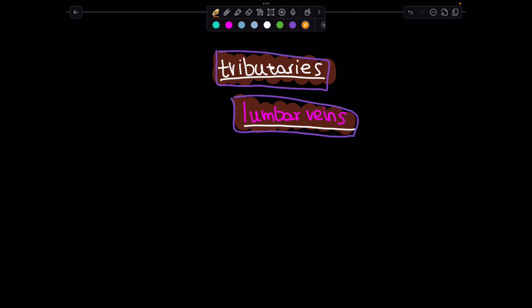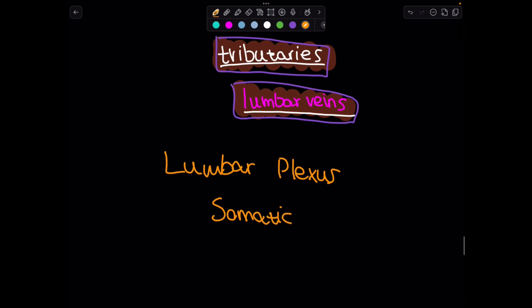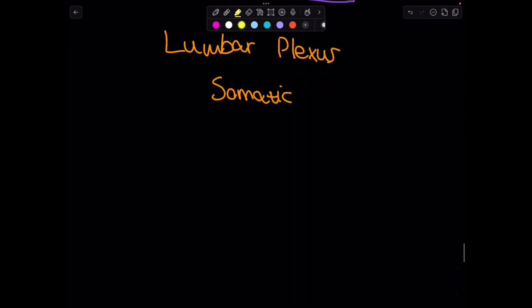Okay. Clear? Can you explain to me lumbar plexus somatic? What is this? All right. Let's break down the lumbar plexus and its somatic role.